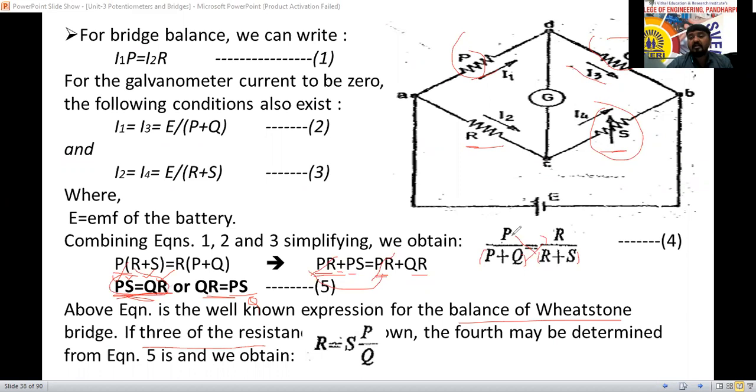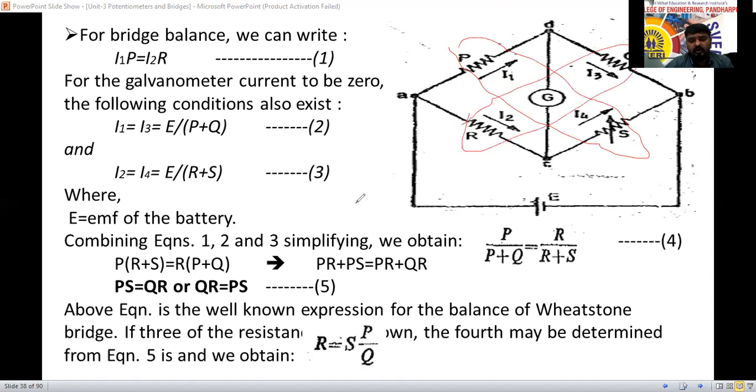This is the balanced condition we are going to use. How can we remember this? These two opposite resistances you have to remember. PS equals QR. Yes, PS equals QR, the same formula we have written here. Otherwise, what we can write? P by Q equals R by S. Also, we can write P by Q equals R by S.